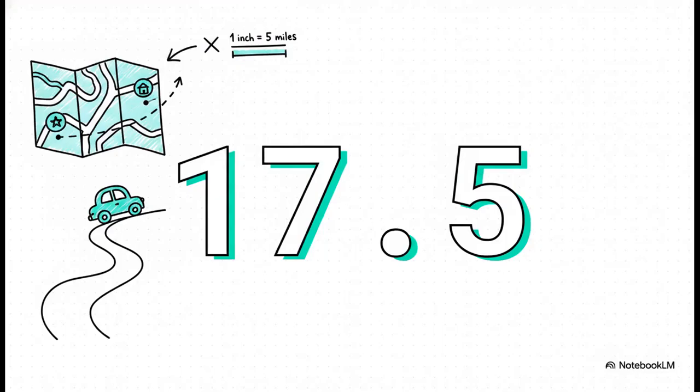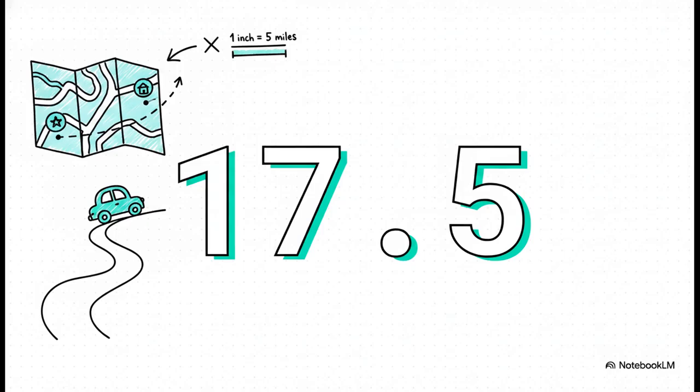Let's look at a real example of this. The number's 17.5 miles. Where does this come from? Well, imagine we measure the distance between two cities on a paper map, and our ruler says it's 3.5 inches. If our scale is 1 inch equals 5 miles, are we done? Absolutely not. No way. We can't just take that 3.5 inches and call it a day.